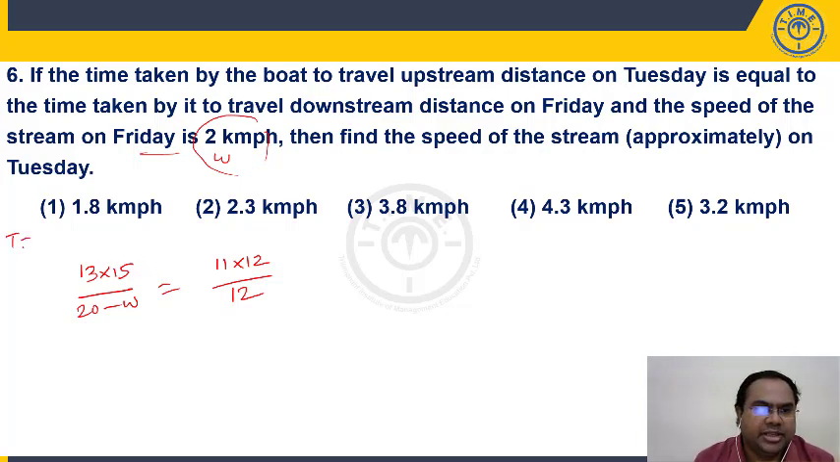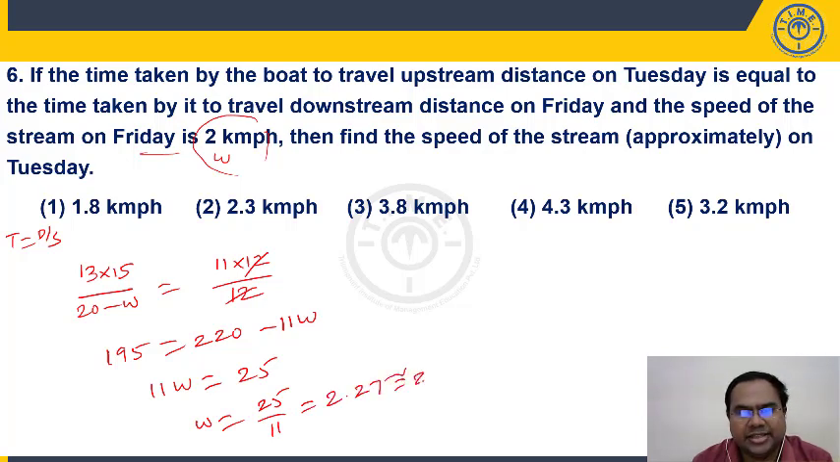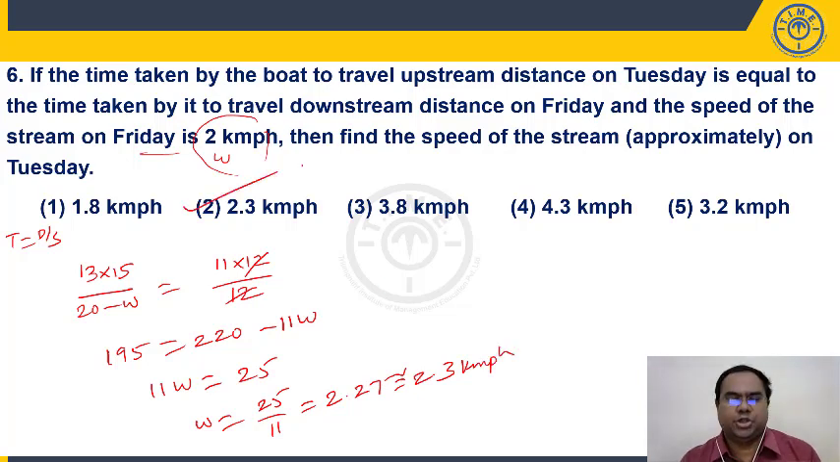So time is equal to distance by speed. Now if I simplify this, 12 will get cancelled. 13 into 15 is 195, equal to 11 into 20, 220 minus 11W. I can say 11W is equal to 25. W is equal to 25 upon 11. So if you solve, 2.27, approximately I can say 2.3 kilometers per hour. 2.3 kilometers per hour is present in choice 2.